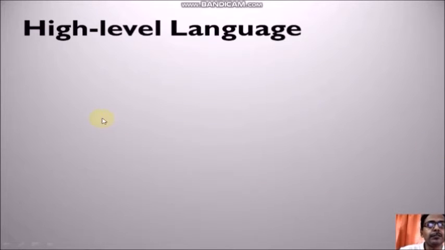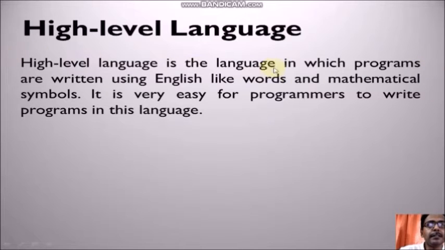High level language. So low level is done, now high level. A high level language is a language in which programs are written using English like words and mathematical symbols. It is very easy for programmers to write programs in this language.